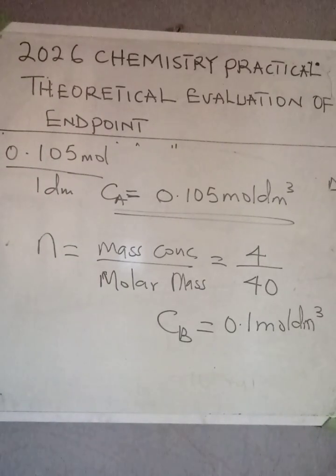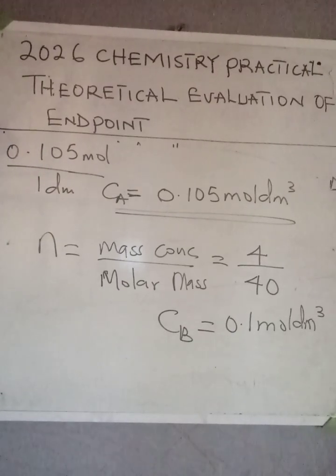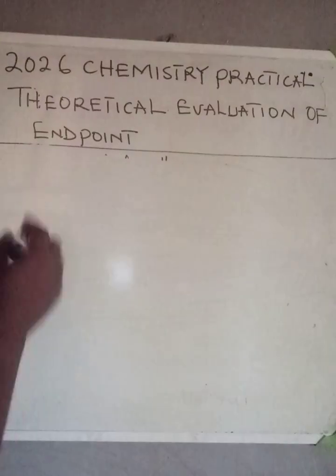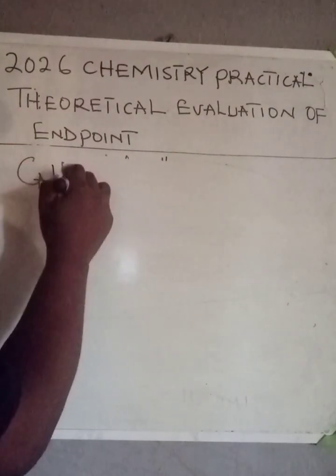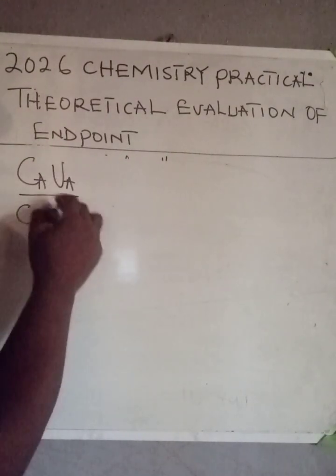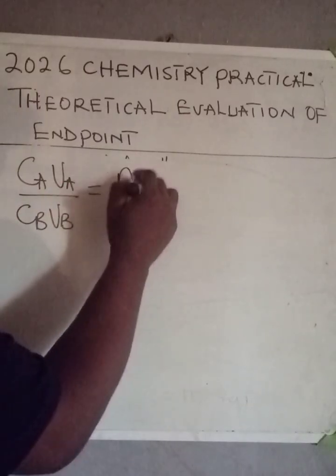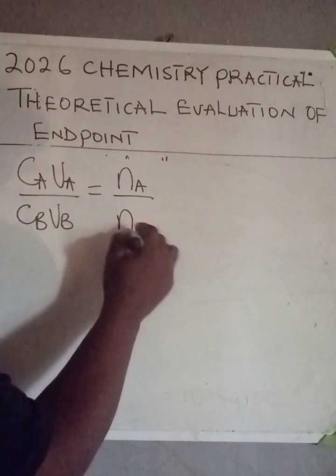So we are now going straight to the titration equation so we can determine the VA. From that equation, CAVA over CBVB is equal to NA over NB. So it is the VA in that equation that is the expected endpoint which we are looking for. Applying the titration equation, CAVA over CBVB equals NA, number of moles of acid over NB, number of moles of base.